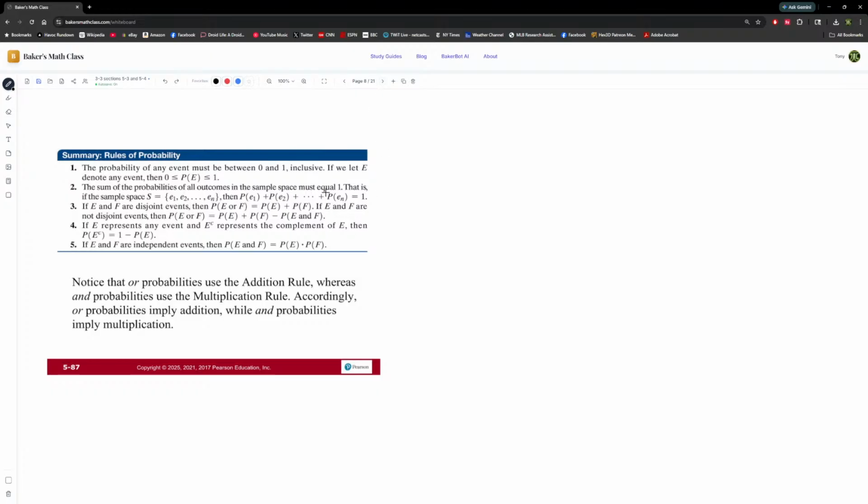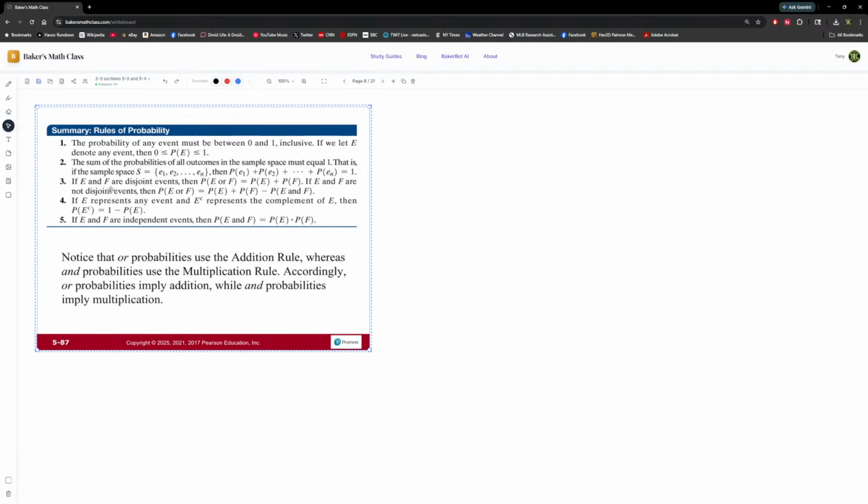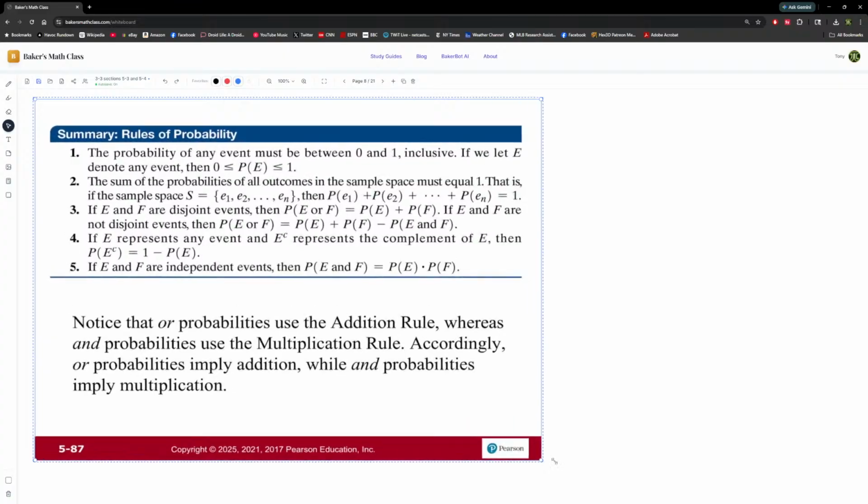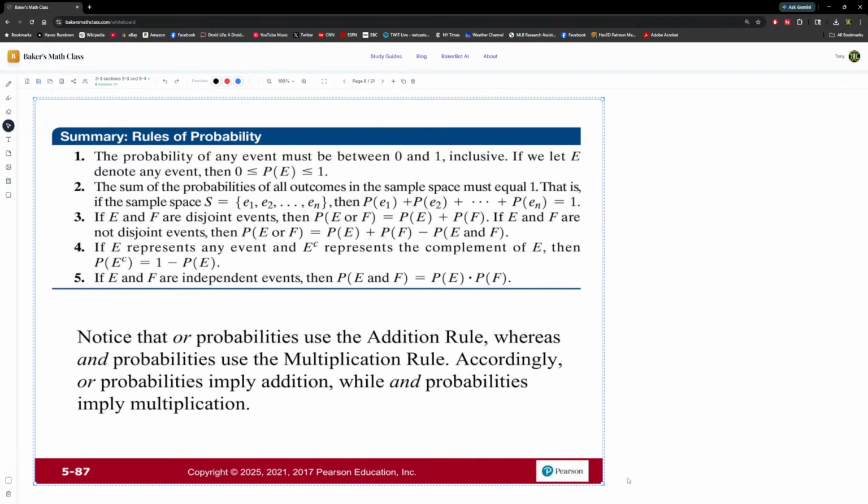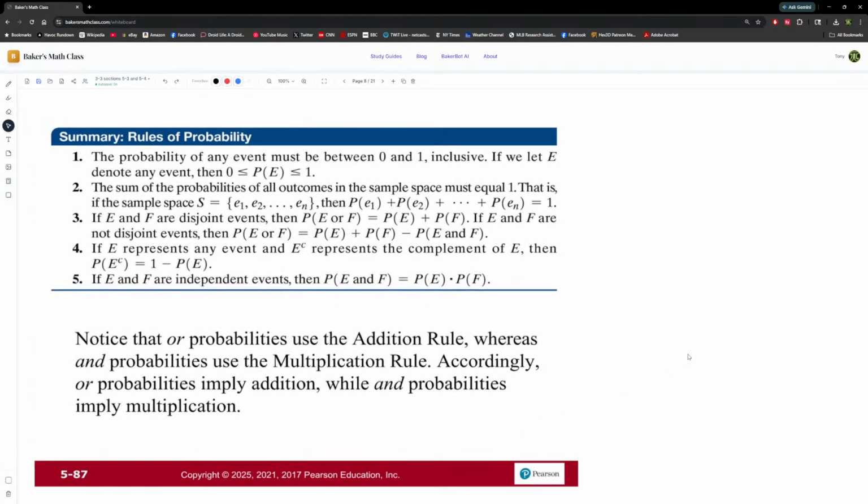All right, here's a few of the rules that we have. Actually, make this a little bit bigger. So this is basically a summary of the rules that we covered last week and this week. So the probability of an event, remember, it has to be between 0 and 1. Okay, so we can never have anything negative, and it can never be greater than 1. Remember, 0 means that nothing happens, it'll never happen, and 1 means it always happens.